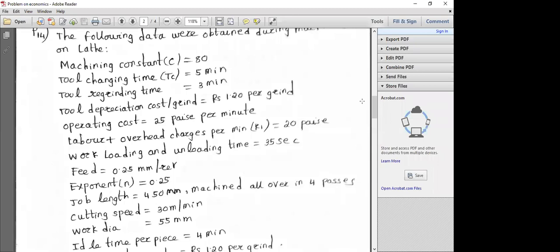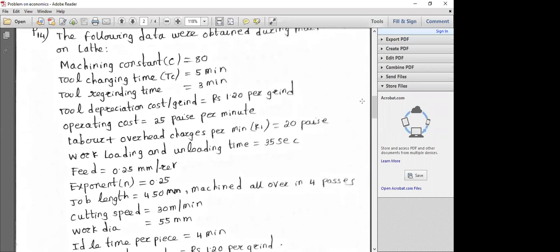So what he has given: the machining constant C has been given. TC is the tool changing time, 5 minutes. Then tool regrinding time. You have to see where to use each and every parameter. Where you have to use the tool regrinding time, you have to see. You have to use it somewhere in the particular problem, so just try to observe that also.